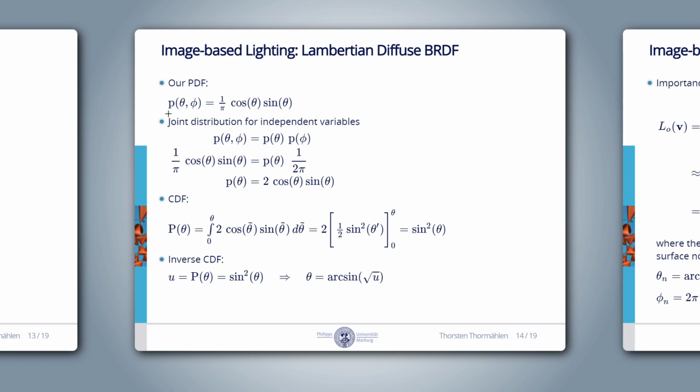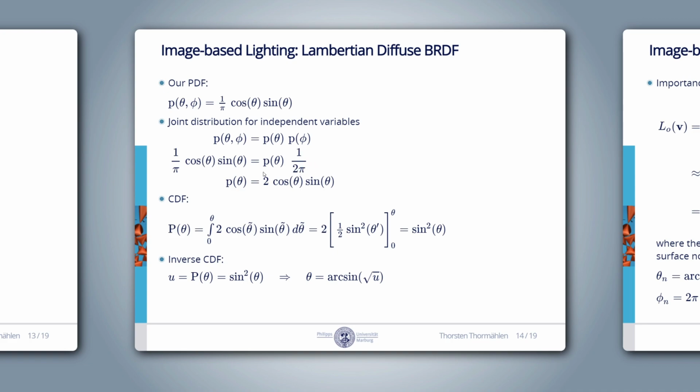Now p of theta and phi is the joint distribution of theta and phi. But we see here that in our special case the joint distribution is only a function of theta and does not depend on phi. For independent random variables, the joint distribution is the product of the marginal distributions, which is a basic rule from probability theory. As the joint distribution does not depend on phi, we sample phi uniformly. This means we do not need to apply inverse transform sampling for phi. For the hemisphere, phi goes from 0 to 2 pi. Thus, the marginal distribution of phi is given by 1 over 2 pi because it is a simple uniform distribution.